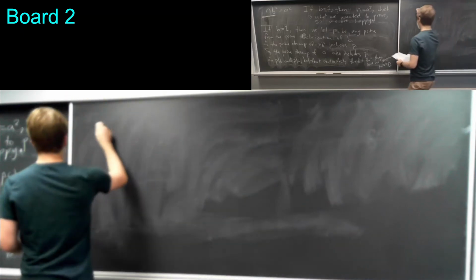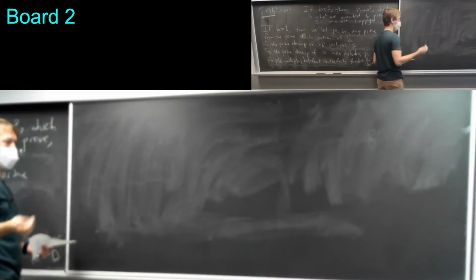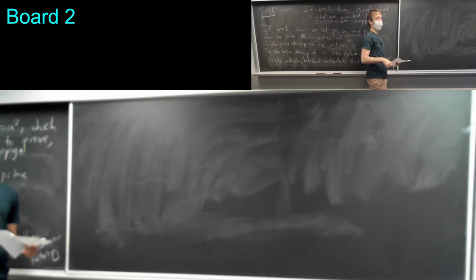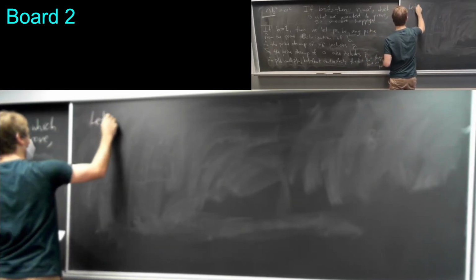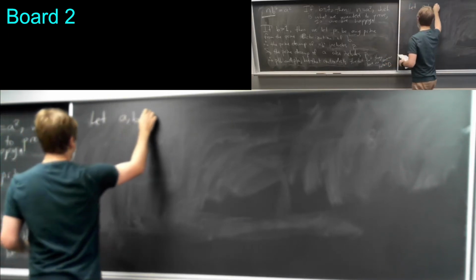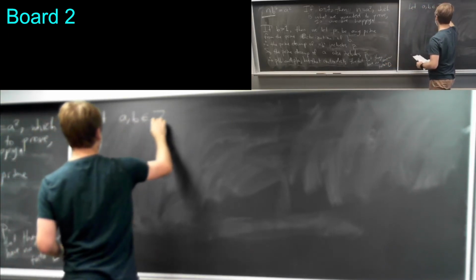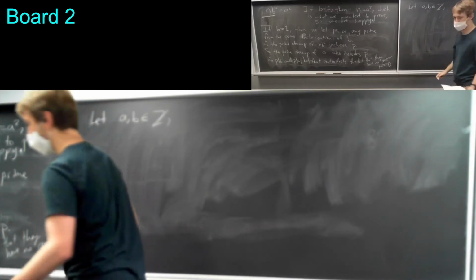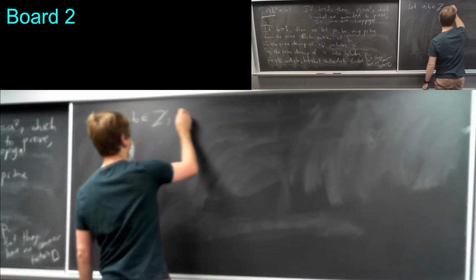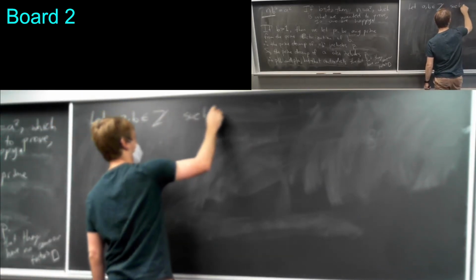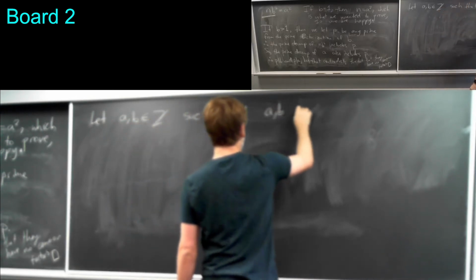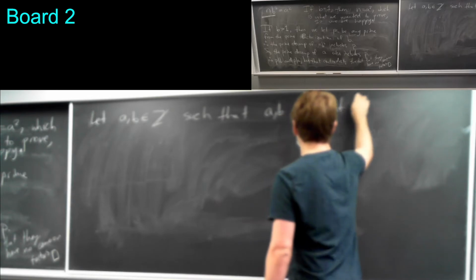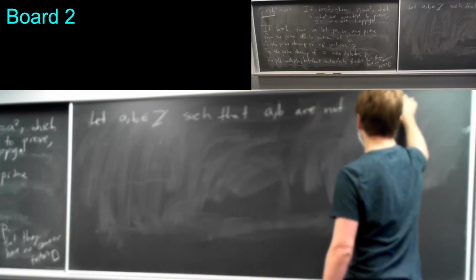So the next thing we're going to talk about is the GCD, greatest common divisor, and least common multiple. So let A and B be integers such that A and B are not both 0.